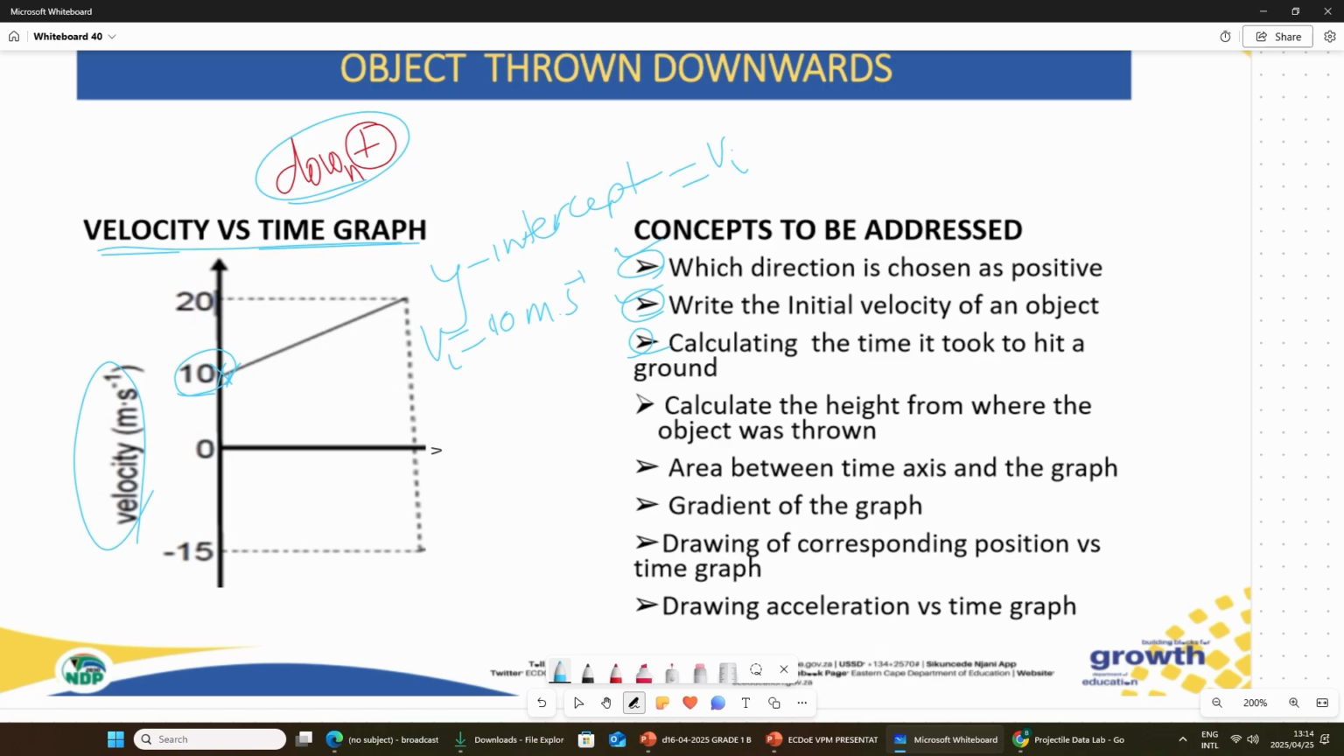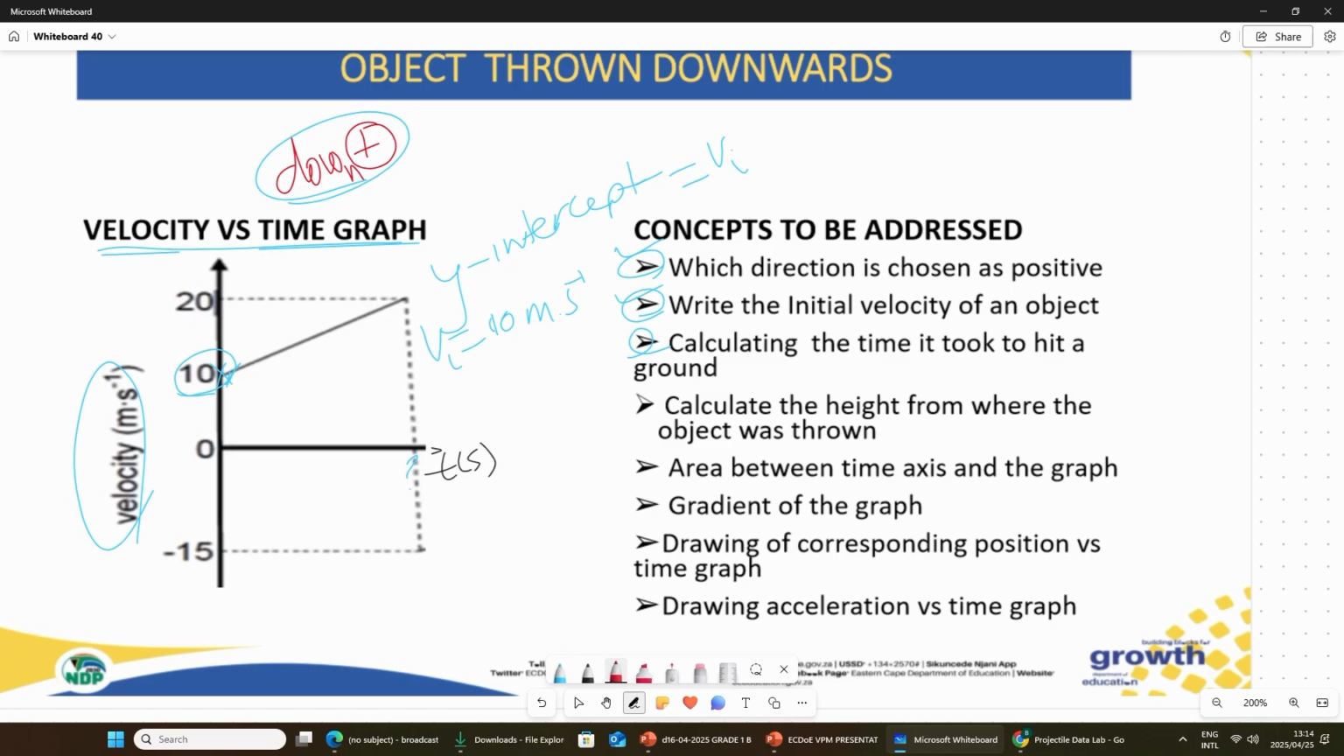Calculate the time it took to hit the ground. Now we want the time at this particular position. This is the time in seconds. So if we want to calculate the time, we must also ask ourselves, what do we know? Which variables do we know in order for us to choose the equation?